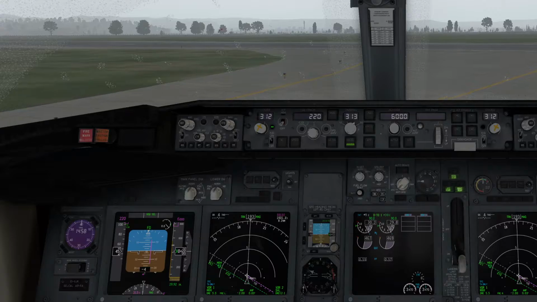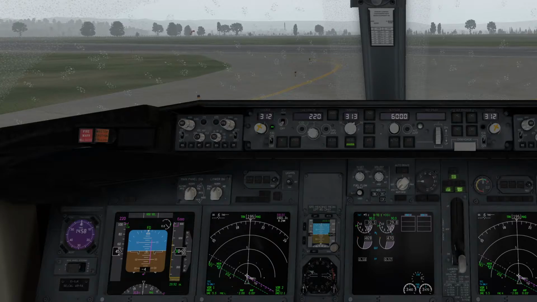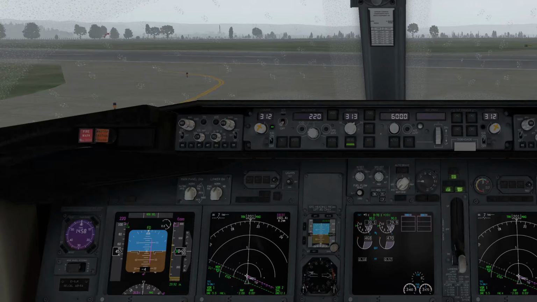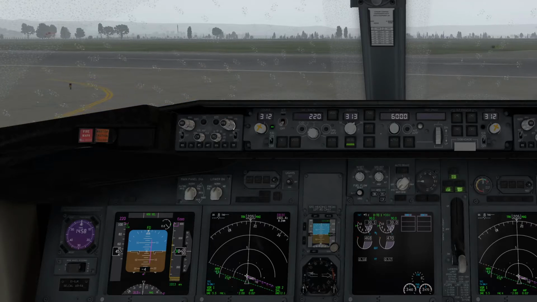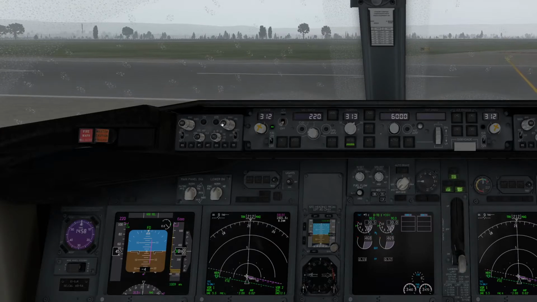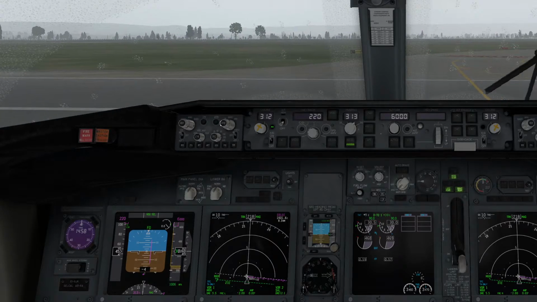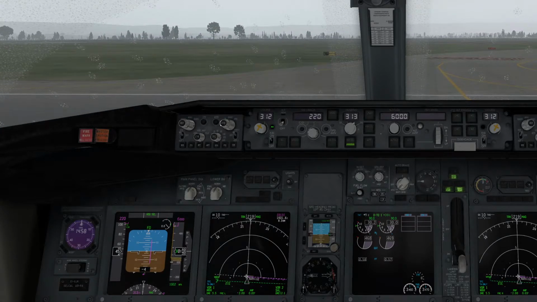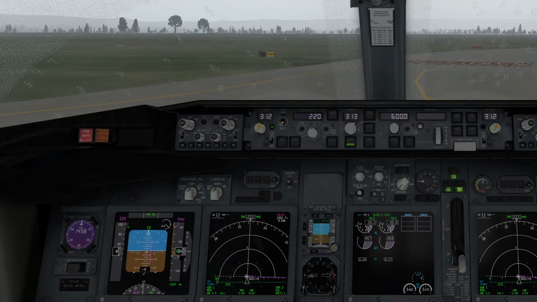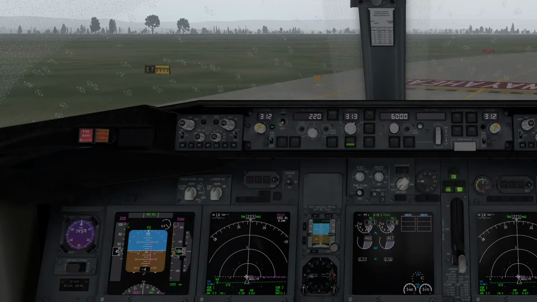Ground speed 5 knots. Local QNH in hectopascal is 1000. About 60 feet above the sea level. Thrust idle.